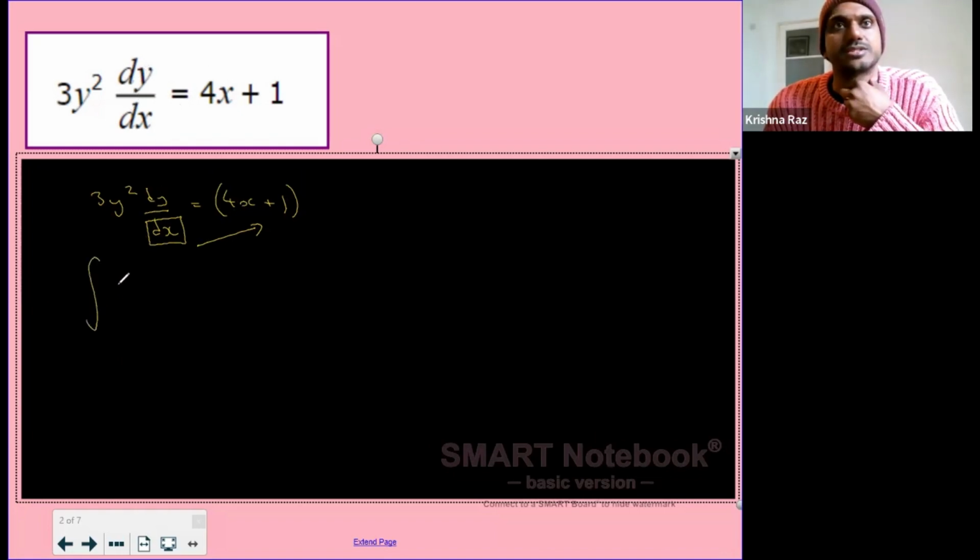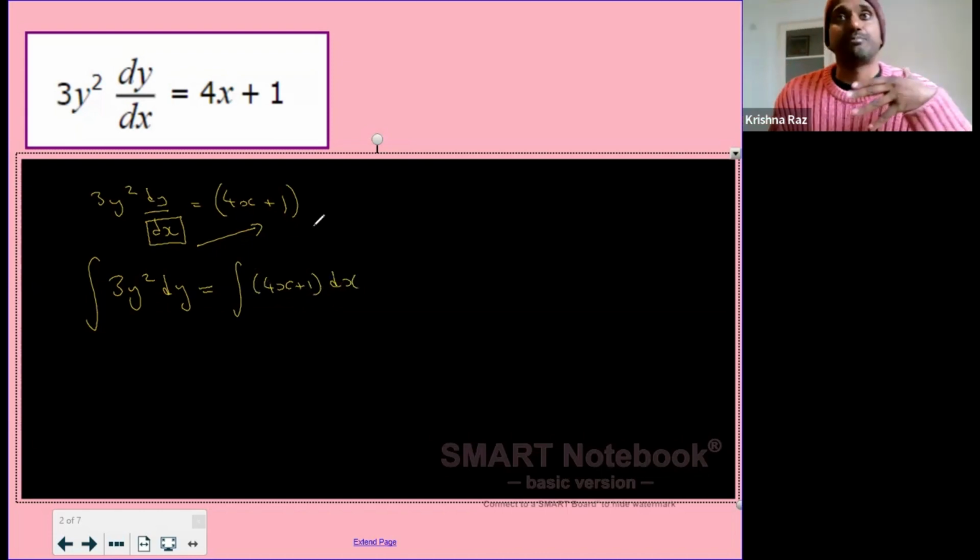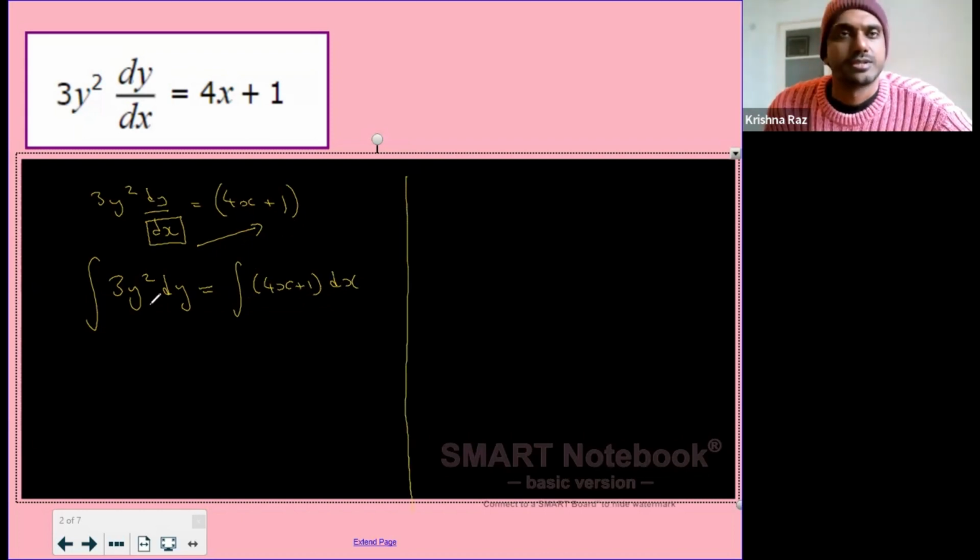So we end up with the integral of 3y squared dy equals the integral of 4x plus 1 dx. And that's why it's called separating the variable, because you can see the variables have been separated on each side. So if we integrate what's on the left-hand side, we will end up with 3y cubed over 3, which is y cubed. And that will equal 4x squared over 2, which is 2x squared, plus x, plus c.